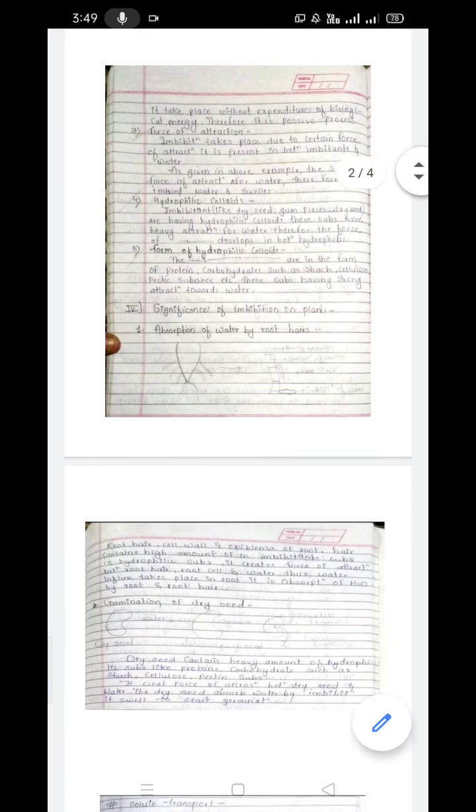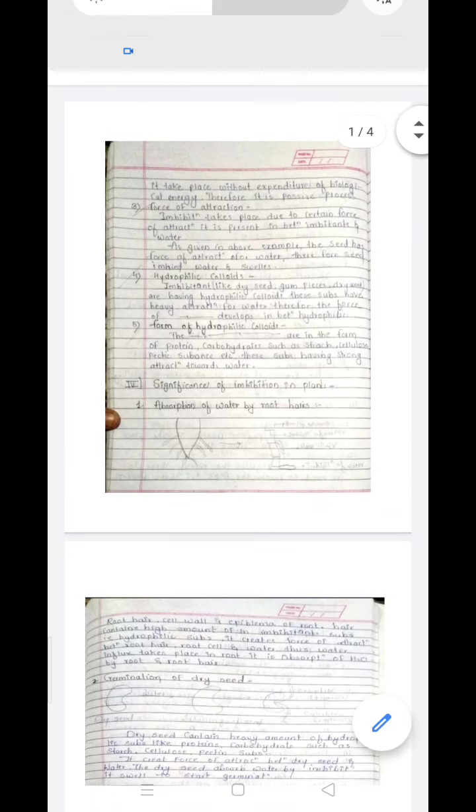Then in case of germination of dry seeds, these dry seeds contain a heavy amount of hydrophilic substances like protein and carbohydrates, means starch, cellulose, pectin, etc. So these substances also create the force of attraction towards the water and they can absorb the water and it will swell and start to germinate. So this is all about imbibition in plants. So I hope all of you have understood this imbibition process.